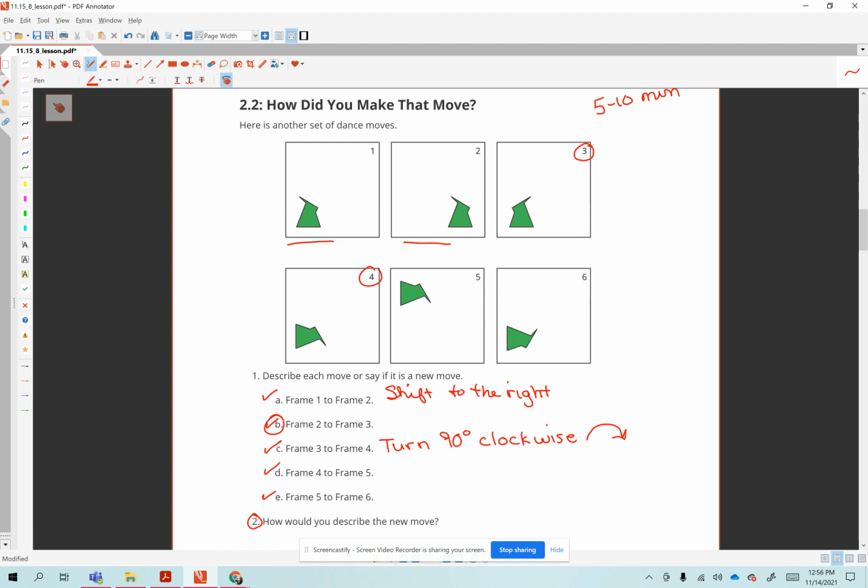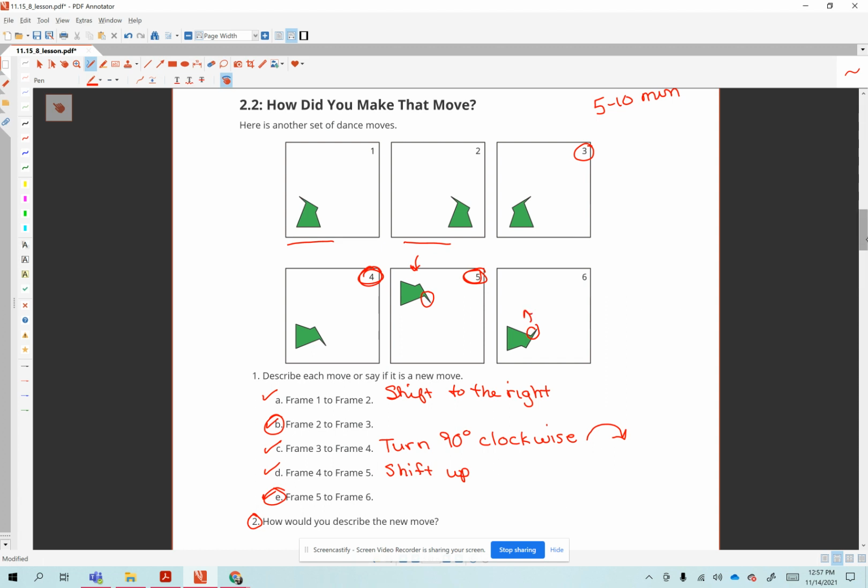From frame 4 to frame 5, we have a shift up. And from frame 5 to frame 6, we do have this new move. Remember, when you look at these figures, look for parts or features of the figure that stand out so that you can locate it in this space. Here I'm looking at what we could call rabbit ears. In frame 5, it faces down. In frame 6, it faces up.